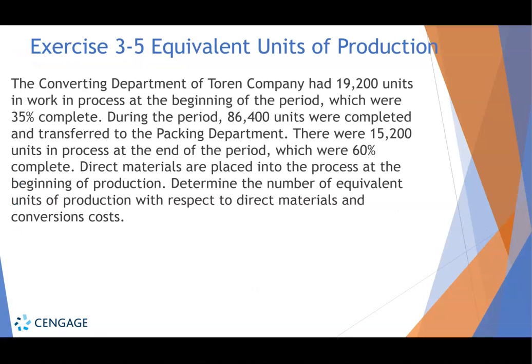So we're going to do a bunch of exercises so you can gain some insight into this process. This exercise: the converting department of Torn Company had 19,200 units in work in process at the beginning of the period, which were 35% complete.